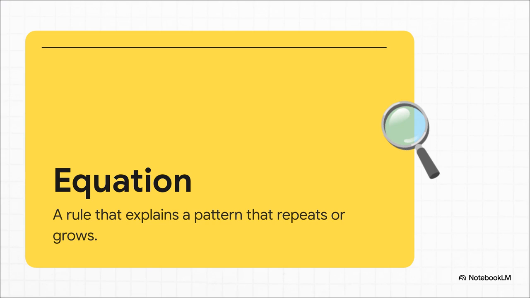So, the lesson kicks off by defining an equation in a really simple way. It says an equation is just a rule that explains a pattern that repeats or grows. And this simple definition is absolutely key. Why? Because it lets them treat these huge biblical stories not just as stories, but almost like data sets that have their own internal logic.